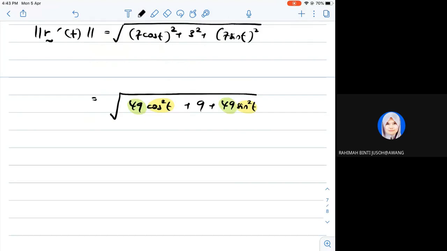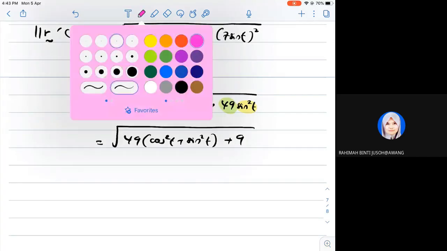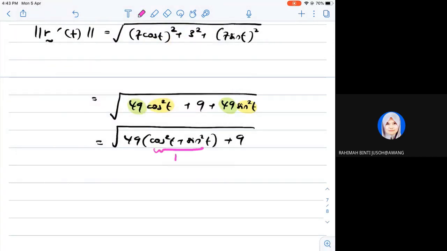Okay, so bila sama macam biasa, you boleh factor out kan 49 tu. Cos squared t plus sin squared t plus 9. So this one is equivalent to 1. Guna trigonometric identity. Kalau koefisien tak sama, you tak boleh guna konsep ni. Hanya apabila koefisien sama sahaja, baru you boleh jadikan dia satu. Okay. So now 49 plus 9, we will get square root of 58.